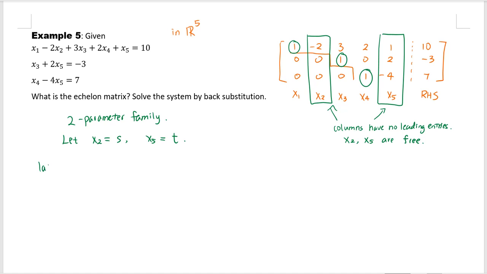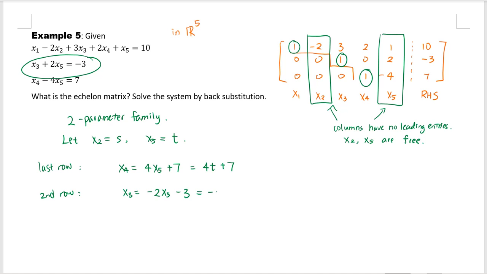The last row tells us that x4 minus 4x5 is 7, right? Then x4 is 4x5 plus 7, and x5 is t, so we have 4t plus 7. How about the second row? The second row says x3 plus 2x5 is -3. So x3 is -2x5 minus 3. x5 is t.